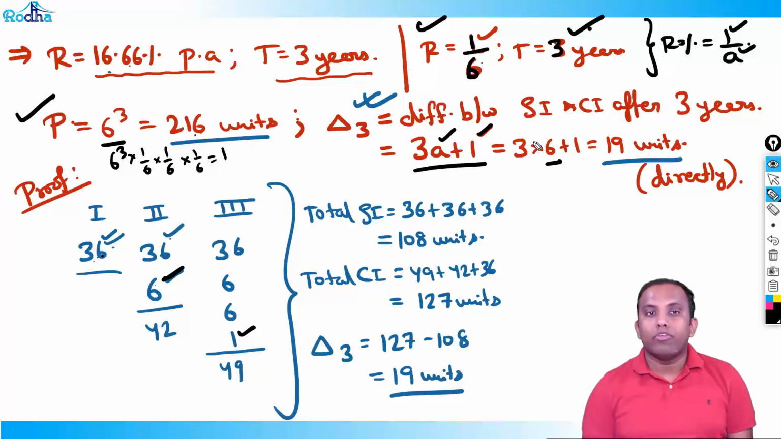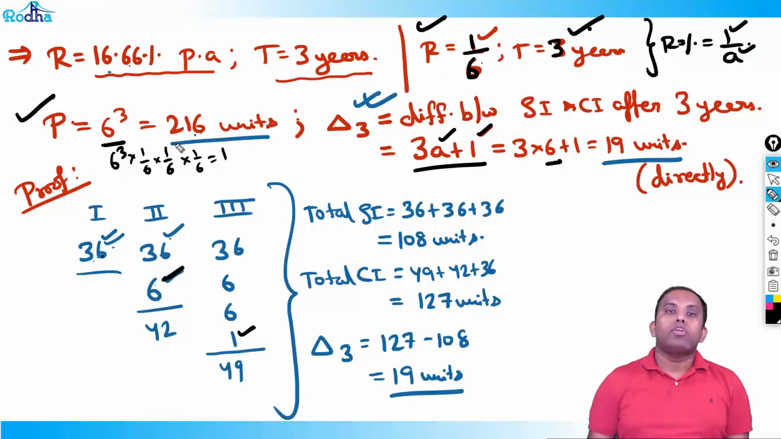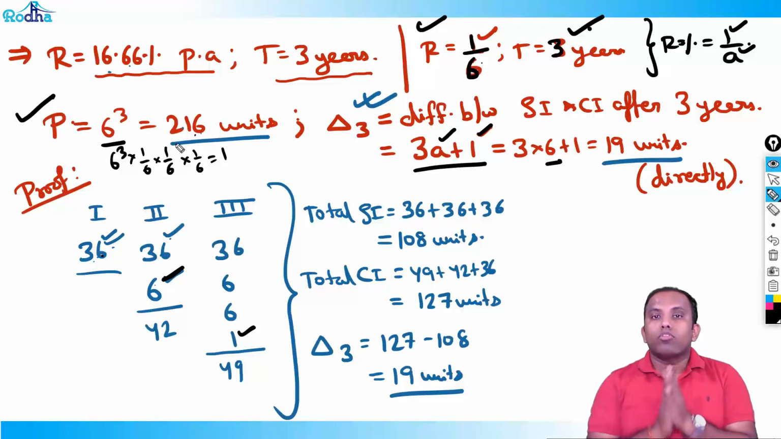That we can be sure: if principal is 216 units, then del 3 is 19 units. A super shortcut it is, right? If you get this concept, it is a super shortcut. So we can solve this question, right? But for the shortcut, I'm not using any formula. It's pure logic. I've derived the concept. I've explained the whole concept to you.